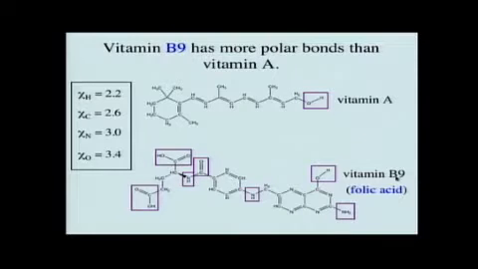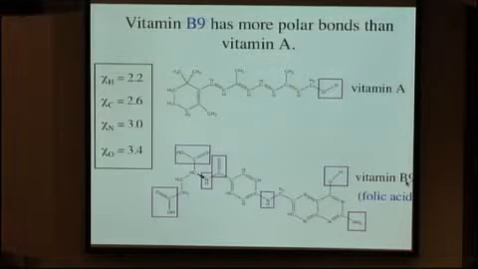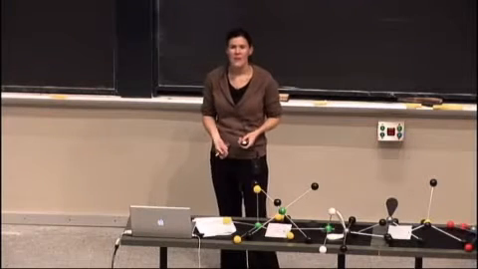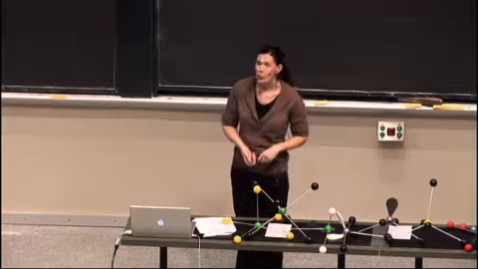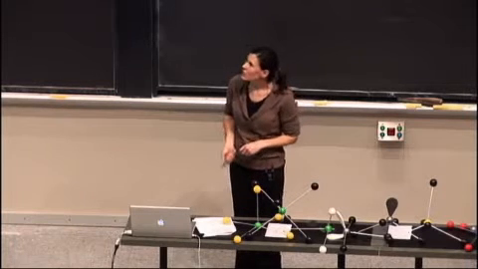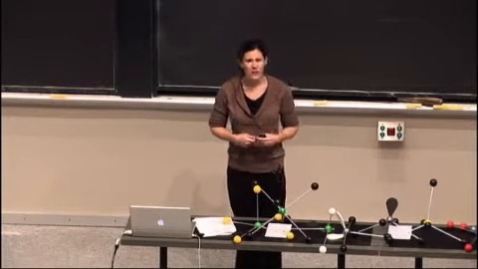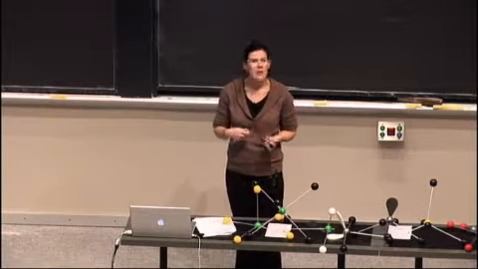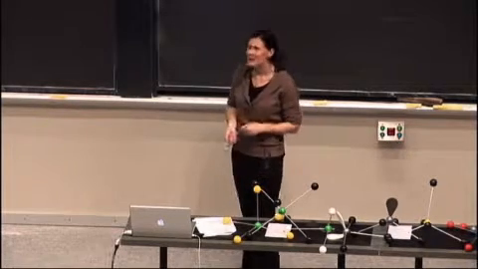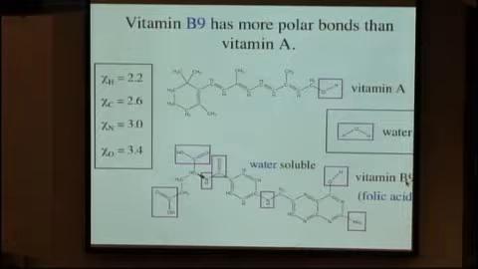Remember, the C-H bond we're not calling polar covalent because it only has an electronegativity difference of 0.4 between the two atoms. So what we know is that vitamin B9, folic acid, is more polar. Remember, we also just said that water is polar. So would we say that B9 is water or fat soluble? It's going to be water soluble. Everyone knows the saying like dissolves like. B9 is going to be very water soluble.